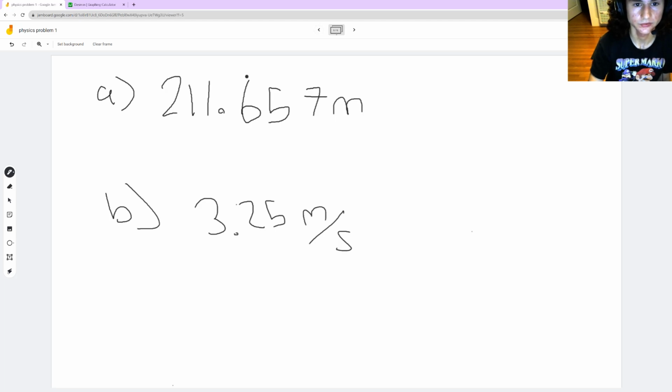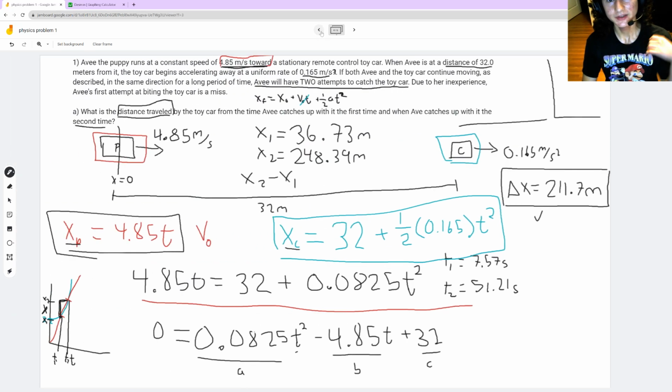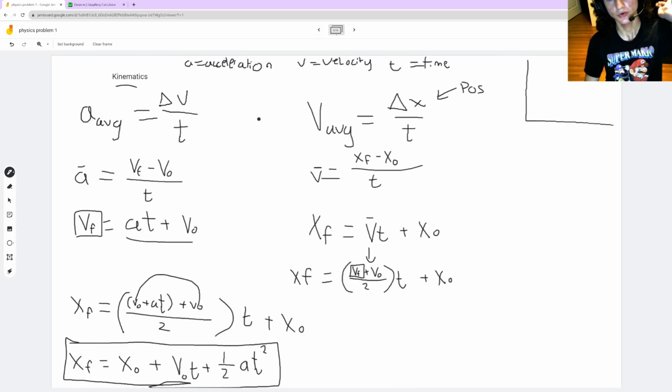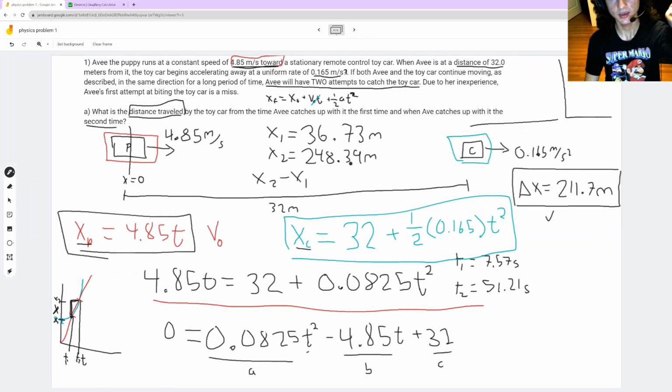I guess I rounded this one a bit less, but just 0.7. So basically we got this first answer by deriving an equation, and then making two equations, one for each object, and then we set the positions equal. Then we solved for the times where they're going to have the same position. And then, after using those times, we plugged them back into the equation to get two positions, and then we subtracted them from each other, x2 minus x1, to get the change in x, which ended up being 211, which was exactly what the question was asking.